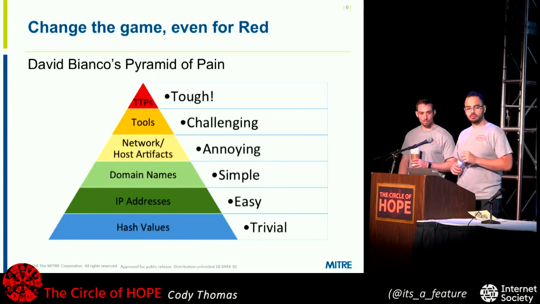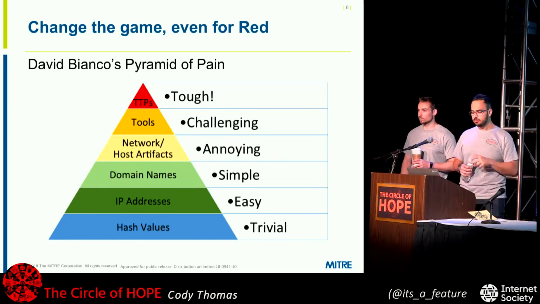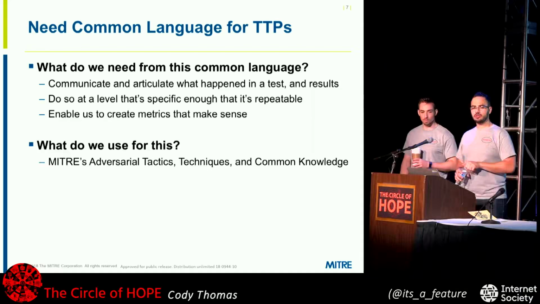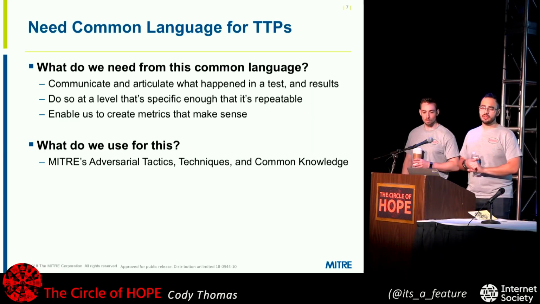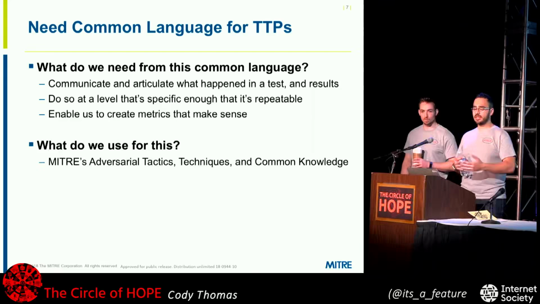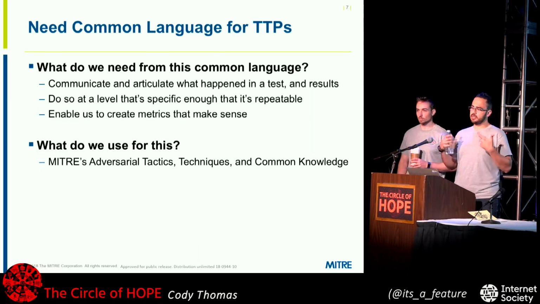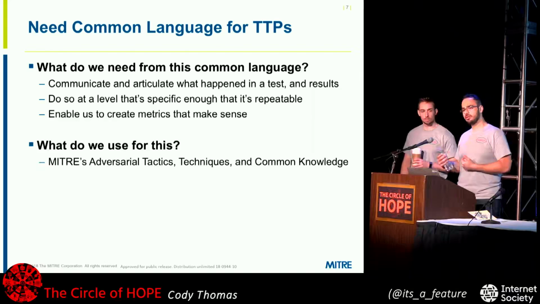One of the things we realized is a good way to have red and blue both focus on the top of this pyramid in how they prioritize their work, and also help them work together, is to provide them with a common language that is based on TTPs. It also provides several things that enable them to do their job more easily together. So what do we need from this language? First and foremost, we need to be able to communicate and articulate exactly what happened in an actual event and what was responded to.